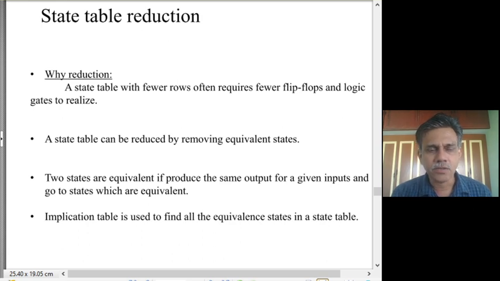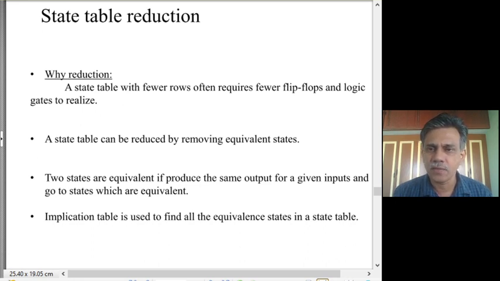In this lecture, we will look at the technique behind state table reduction. First, let us look at why at all we should go in for reduction of a state table. We saw that the number of states in a state table or in a state graph will directly dictate the number of flip-flops that we would require to implement it.